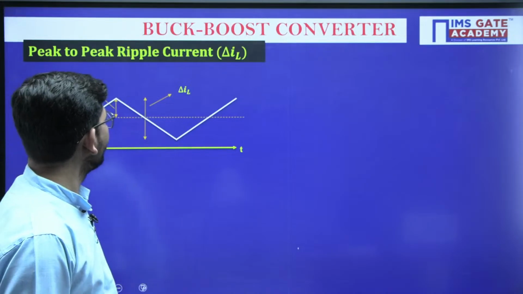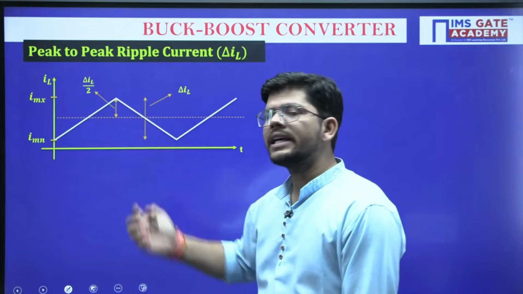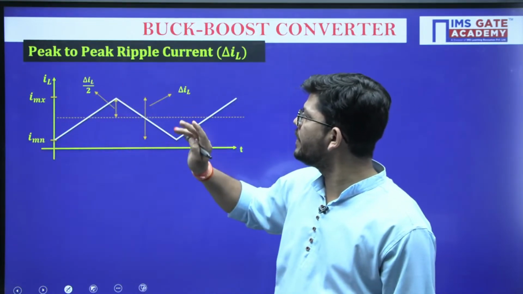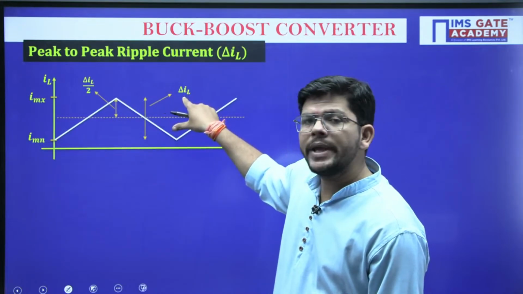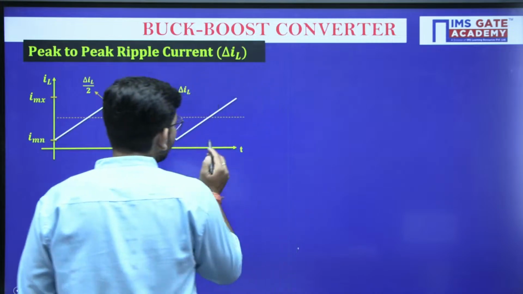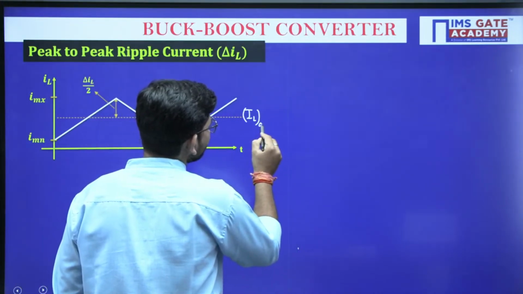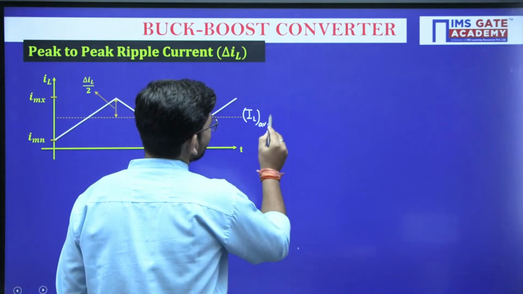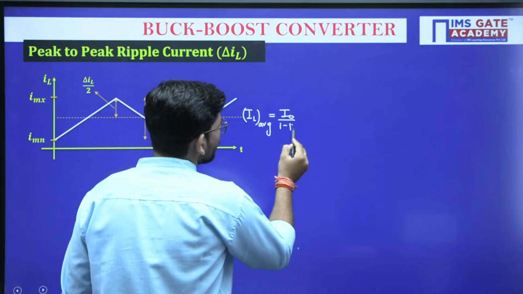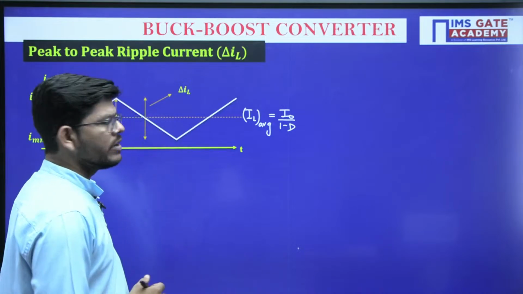Now let us calculate the peak to peak ripple current, delta IL. This is the inductor current that we have obtained. It varies from a certain minimum value to a maximum value, and this is called the peak to peak ripple current. This amount will be delta IL by 2, and this value will be IL average, which we have calculated as I naught upon 1 minus D, isn't it?